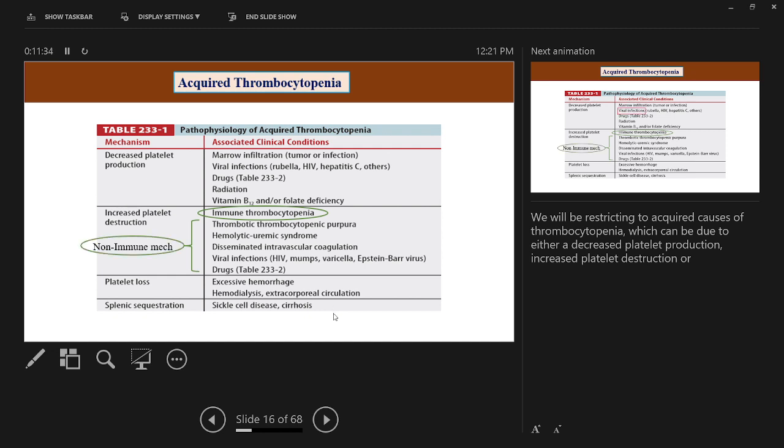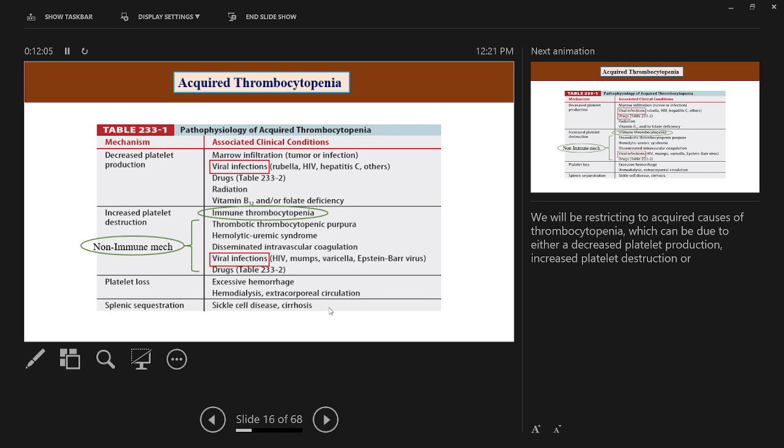For immune causes, most importantly, we have immune thrombocytopenia, which we'll be dealing with in detail. And in non-immune causes, we have TTP, HUS, DIC, viral infections, and drugs. Platelet loss can occur because of excessive hemorrhage, hemodialysis, and extracorporeal circulation also. Splenic sequestration can occur in diseases like sickle cell disease and cirrhosis. Normally, the spleen sequesters 30% of the platelets, but in these disorders, there is increased splenic sequestration up to 90%.